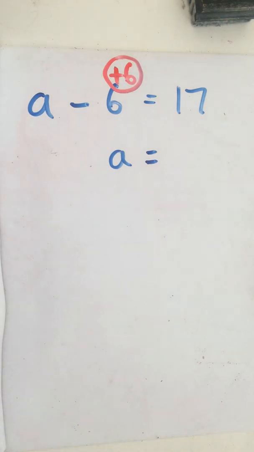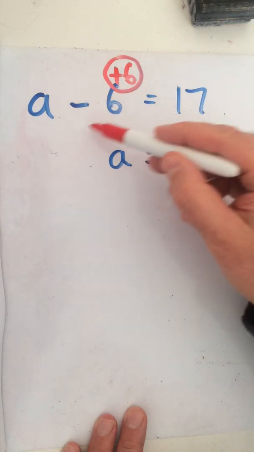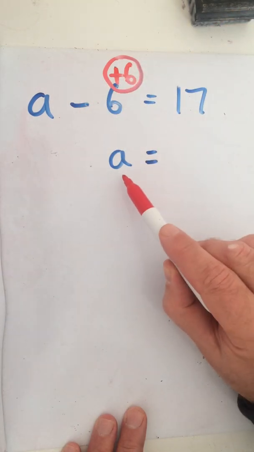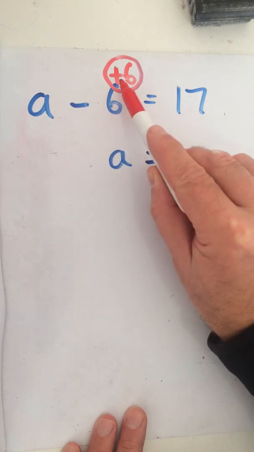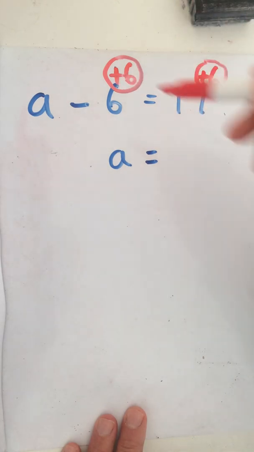Like I have there. You don't have to use different colors. So now we've done a positive 6 there. That's got rid of that negative 6 and left us with A, because minus 6 plus 6 is 0. It's called the balance method. So we have to balance both sides of the equation by doing exactly the same thing. Okay, it's balancing it out.